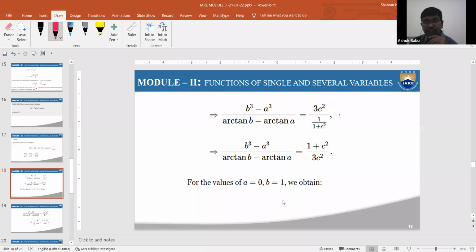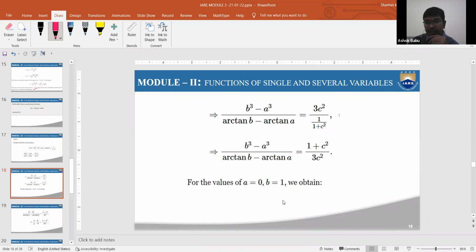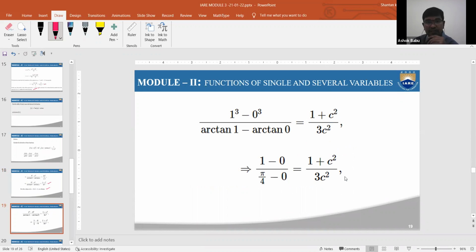Therefore, using the a comma b values, we replace in what we obtained: 1 cube minus 0 cube by tan inverse 1 minus tan inverse 0 is equal to 1 plus c square by 3c square. Here 1 cube is 1, minus 0, by tan inverse 1. The value of tan inverse 1 is nothing but pi by 4. Therefore, pi by 4 minus tan inverse 0, that means 0.